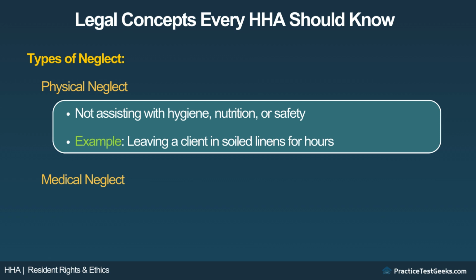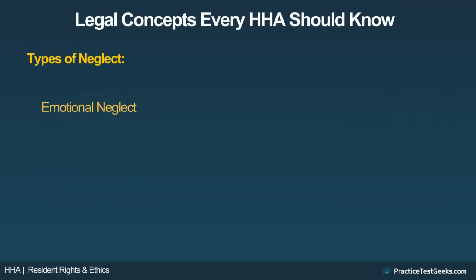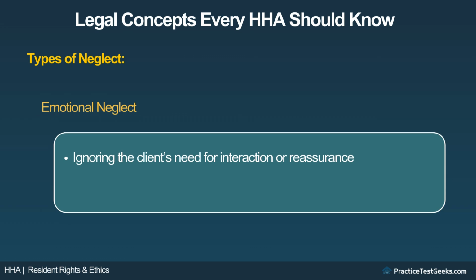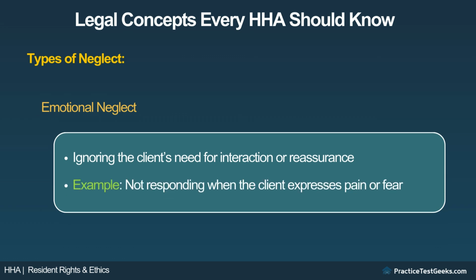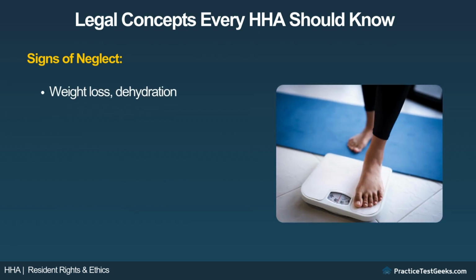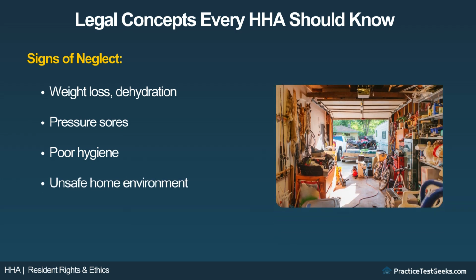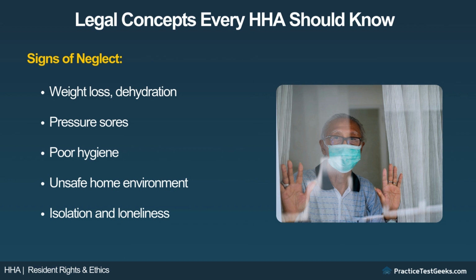Medical neglect: failing to provide access to medications, treatments, or appointments. Example: ignoring instructions to monitor blood sugar. Emotional neglect: ignoring the client's need for interaction or reassurance. Example: not responding when the client expresses pain or fear. Signs of neglect: weight loss, dehydration, pressure sores, poor hygiene, unsafe home environment, isolation and loneliness. Neglect is just as serious as abuse and must be reported immediately.